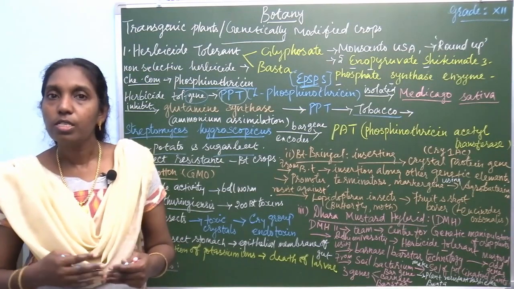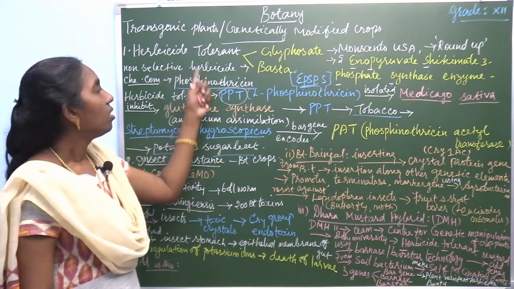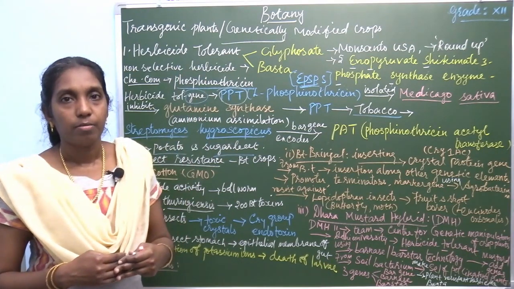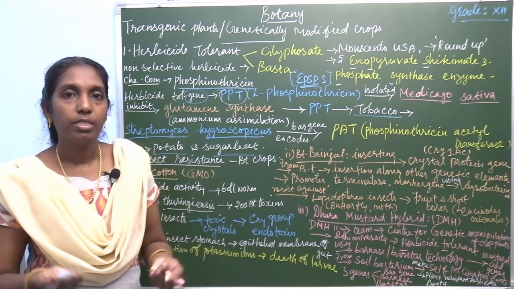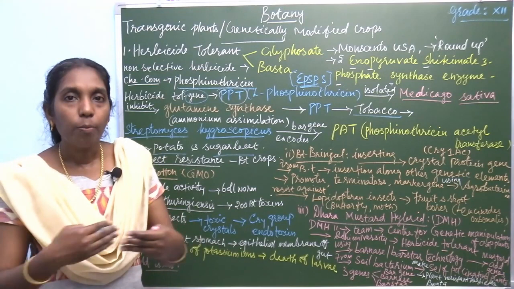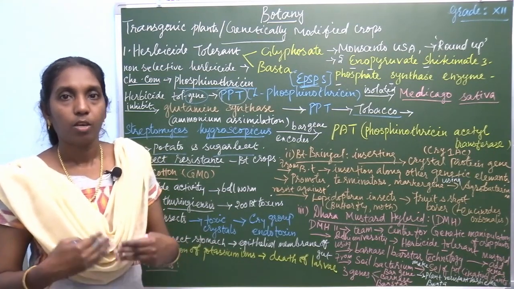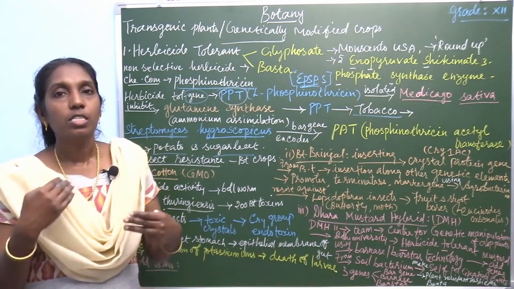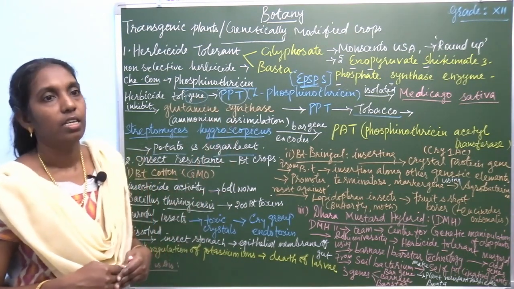it reduces the competition between weeds as well as the crop plant. So, these weeds automatically grow along with the crop plants. There will be a competition between the two, the weed as well as the crop plants. So, this competition can be avoided when the plants are transgenic.